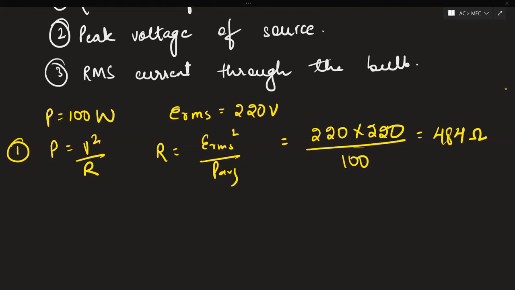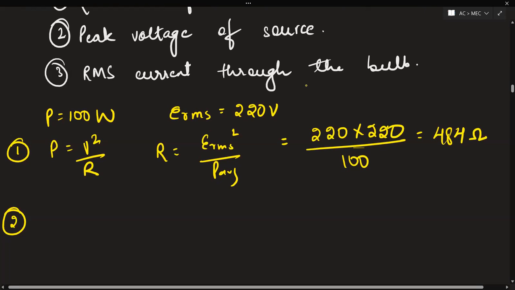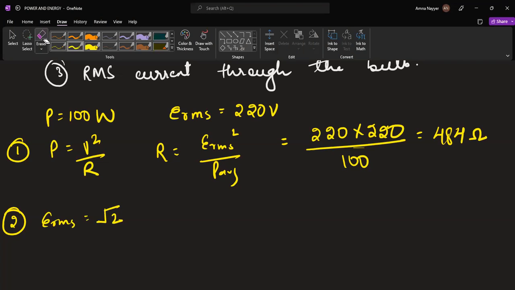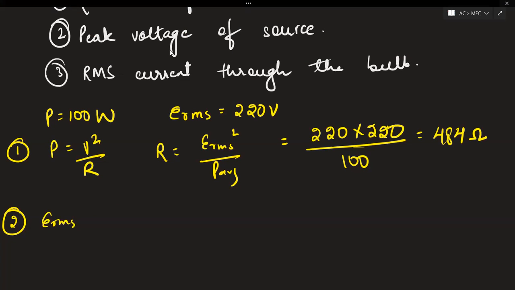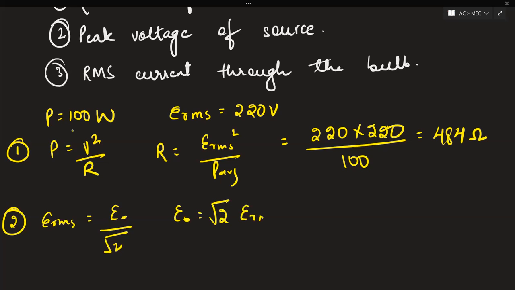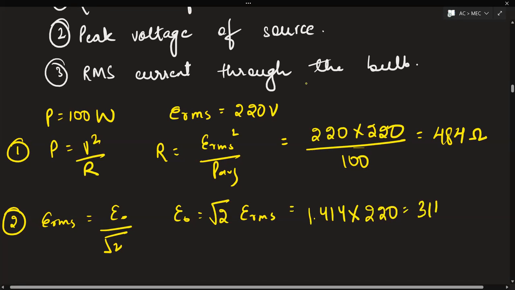Now peak voltage of source. Right now only we have discussed the relation between peak voltage and ERMS. ERMS is E naught divided by root 2. From here, E naught can be written as root 2 into ERMS. Root 2 is 1.414, ERMS is given as 220. Second answer, 311.142. Yes, just add the unit. So this will be approx 311 volts.